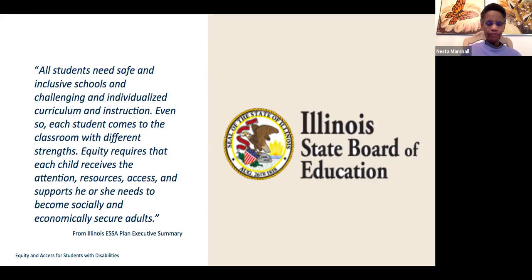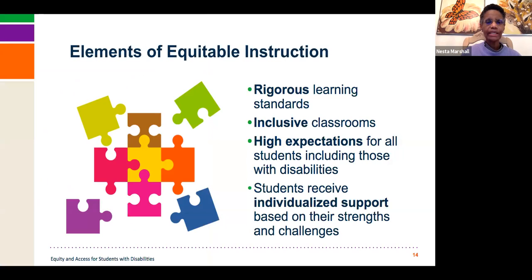Mm-hmm. Next slide. So if we were to distill equitable instruction into four pithy elements, we would say that it is characterized by rigorous learning standards, inclusive classrooms, a focus on all, A-L-L in capital letters, all students, high expectations for all students, including those with disabilities, and that students receive individualized support based on their strengths and challenges. Next slide.